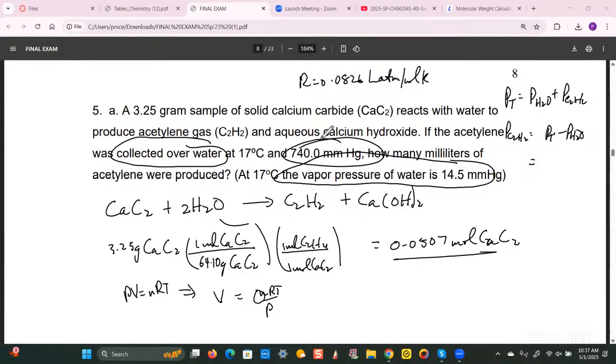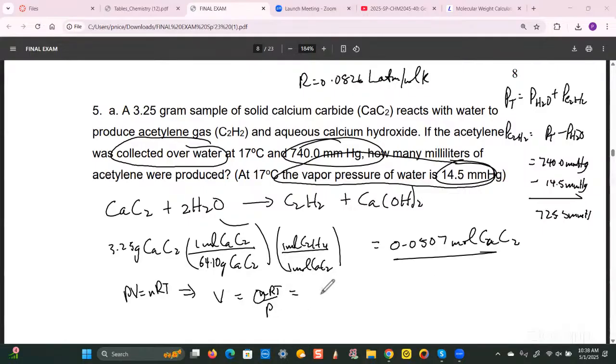They gave you the total pressure here, which is 740.0 millimeters of mercury. And you're going to subtract from that the vapor pressure of water, which is 14.5 millimeters of mercury. So you're going to end up with 740 minus 14.5. And according to my calculation, this works out to equal 725.5 millimeters of mercury, right? So that would be the pressure that you're going to put down here.